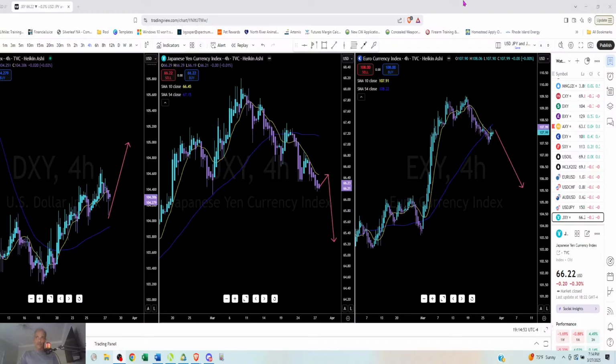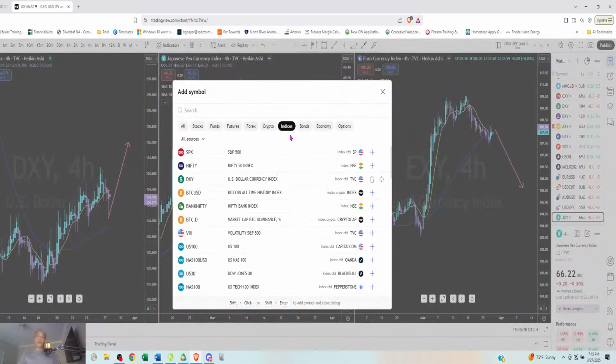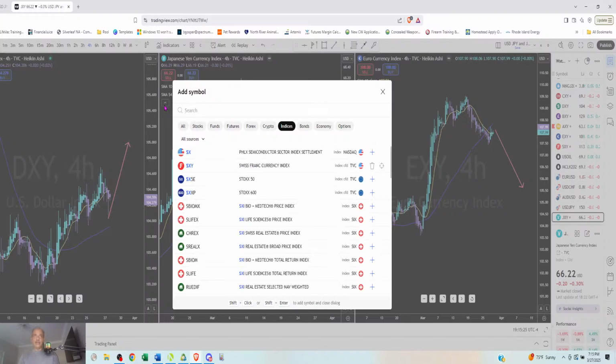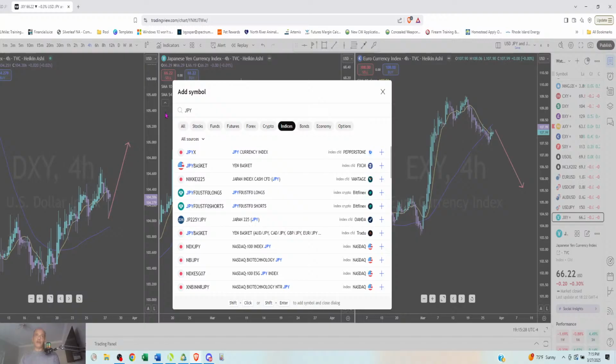TradingView has all the 8 major currency indexes available. If you use TradingView, basically how you do that is you go to the search feature. In TradingView, if you look over on the right, my mouse is up here at the plus sign where it says add symbol, and you go to indices and just type in, for example, the DXY, which is the dollar index. That's very popular. It lists the Swiss franc as SXY, the Japanese yen as JPY.